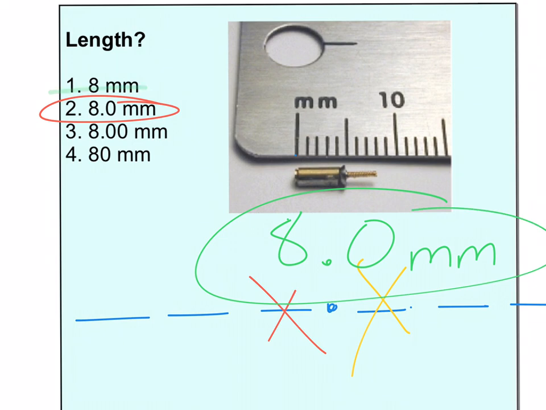This one's not right because it doesn't have the estimated digit. It just has an 8 rather than 8.0. This one has too many digits. This one would have to be counting up by tenths in order to estimate to the hundredths. And this one was kind of just off the board here.